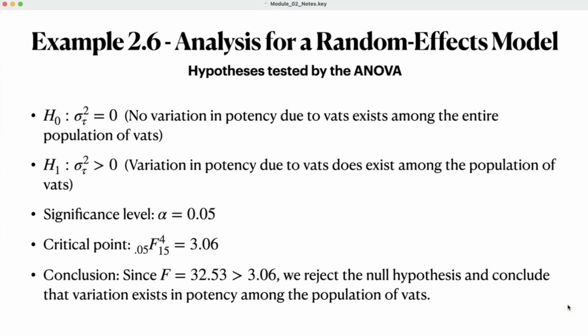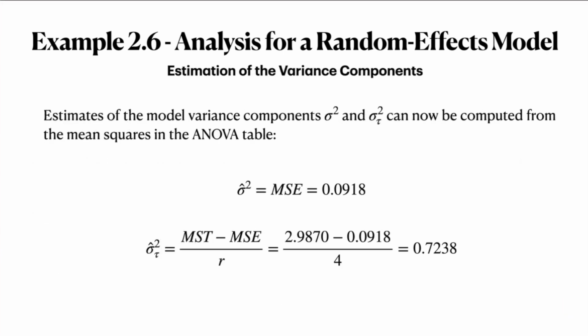All right, so let's proceed further. Now what we want to do is to estimate the variance components in the model. Remember that the variance components consist of the variance of the random error term, the epsilon. The epsilons are one for each of the observations, and then also the sigma squared sub tau, which is the variance component associated with the random treatment effect, or the random VAT effect.